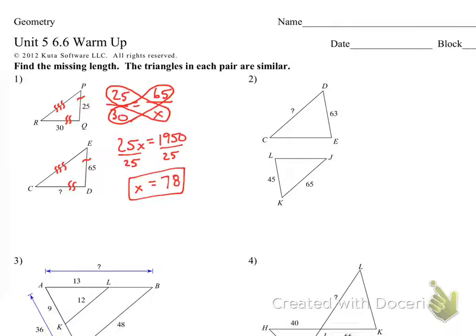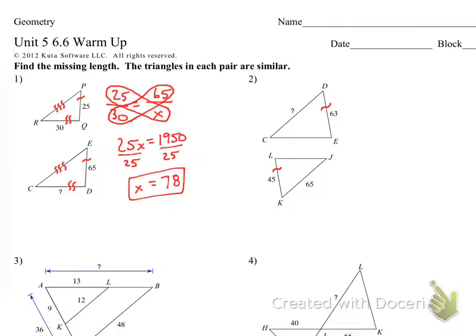Okay, so let's look at the next one, problem number 2. And let's find the corresponding side lengths. So what's the shortest side length in the top triangle? Okay, it's going to be DE right here. And what's the shortest side length in the bottom one? All right, KL, LK, whatever you want to call that.